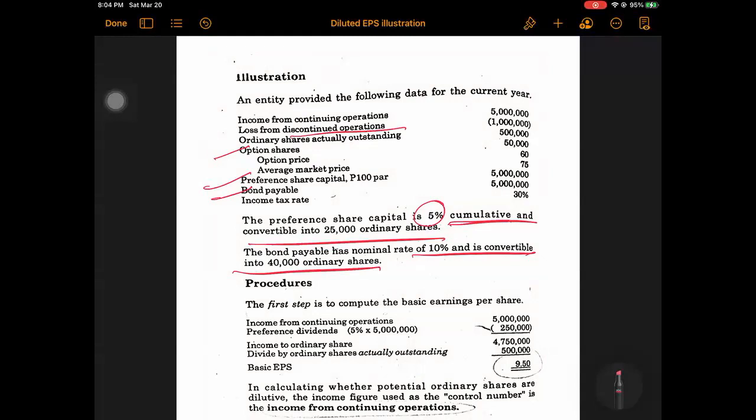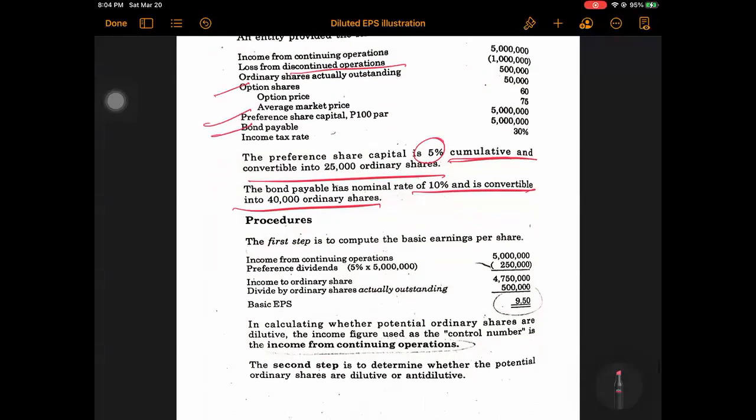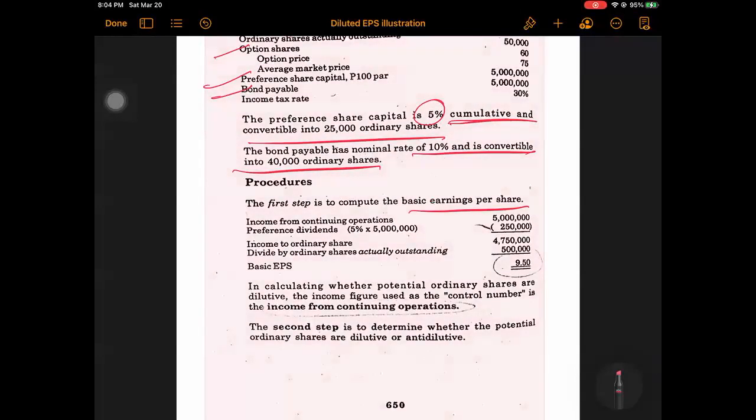Okay, procedures. The first step is to compute the basic earnings per share. Of course, di ba, we need to compute the basic earnings per share para natay basis if dilutive ba ni atong mga potential diluters. Okay, so you have income from continuing operations. In calculating whether potential ordinary shares are dilutive, the income figure used as the control number is the income from continuing operations. So we need to separate the continuing operations and the discontinued operations.